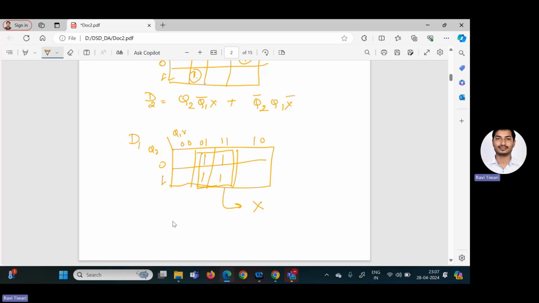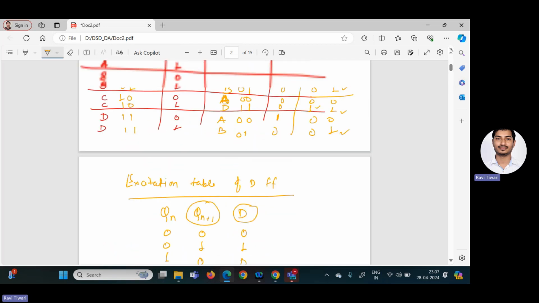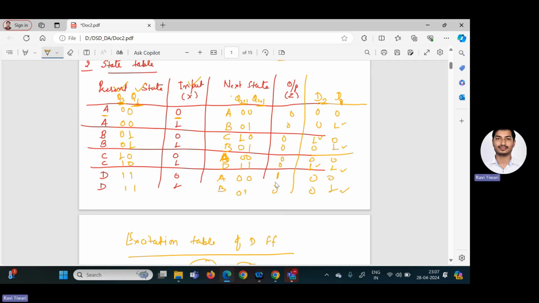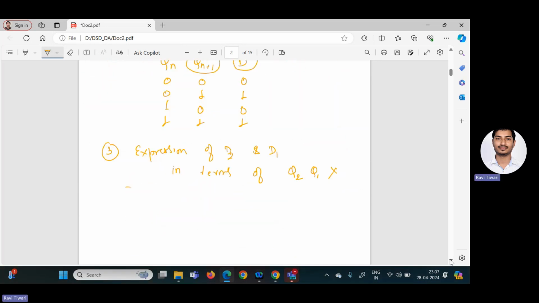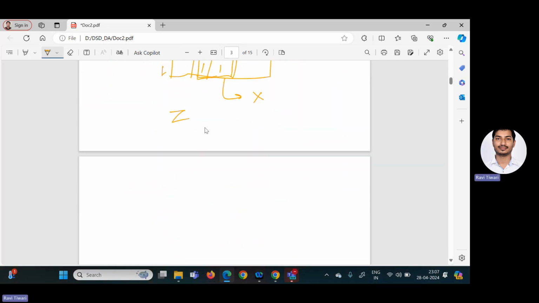One more important point is Z. So Z can be represented here. You see Z. Z is 1 only when it's moving from D to A, right? So it's what? Q2, Q1 X bar. So it is Q2, Q1 X bar. Now we have all the expressions and we have to draw the circuit diagram for this Mealy machine 1010 overlapping.